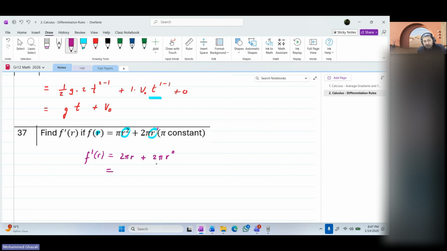If you're going to write r to the power 0, you need to do the next step, simplify. 2 pi r plus 2 pi. Okay, you can factorize this. You can take out 2 pi as a common factor, and that's just r plus 1. Right, we're going to use this at a later stage when you're trying to find maximization and minimization.